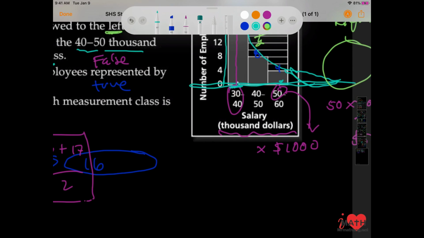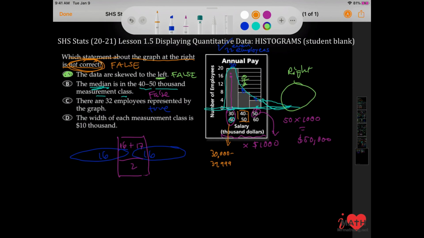And I do notice something. Remember, if someone made 40,000, I would put them in this bin. So remember, I would associate this as 30,000 to 39,999. So what's the difference between those two numbers? I actually think it's 9,999, but I think they're trying to say that it's about 10,000, which is fine, which is true.